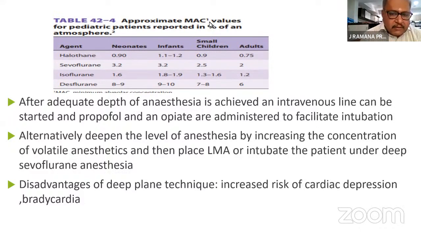After adequate depth of anesthesia is achieved, an intravenous line can be started and opioid and propofol are administered to facilitate intubation. Alternatively, deepen the level of anesthesia by increasing the concentration of the volatile anesthetic and then place an LMA or intubate the patient under deep sevoflurane anesthesia. Disadvantage of the deep technique: there is an increased risk of cardiac depression and bradycardia.